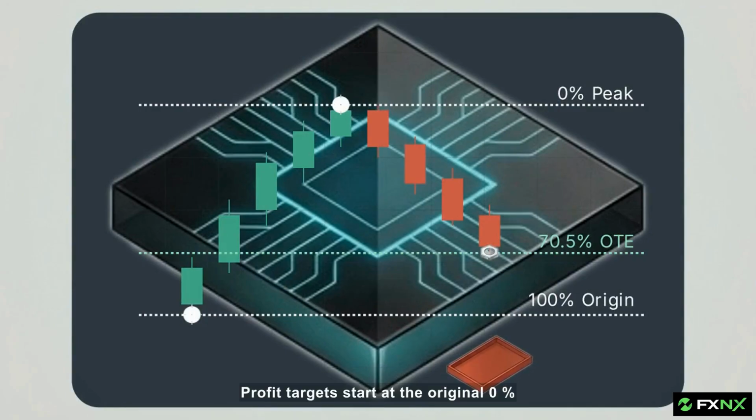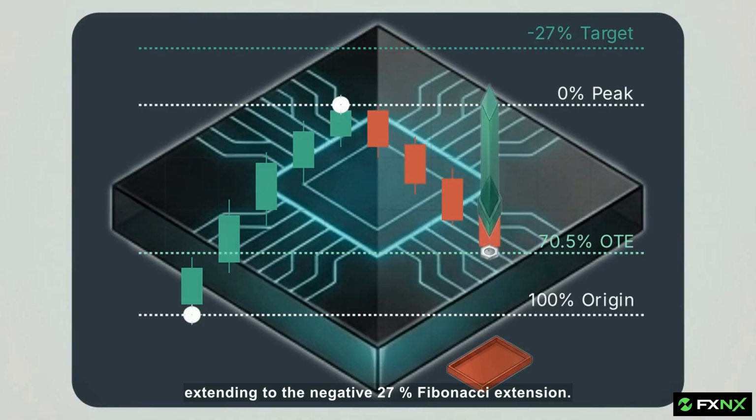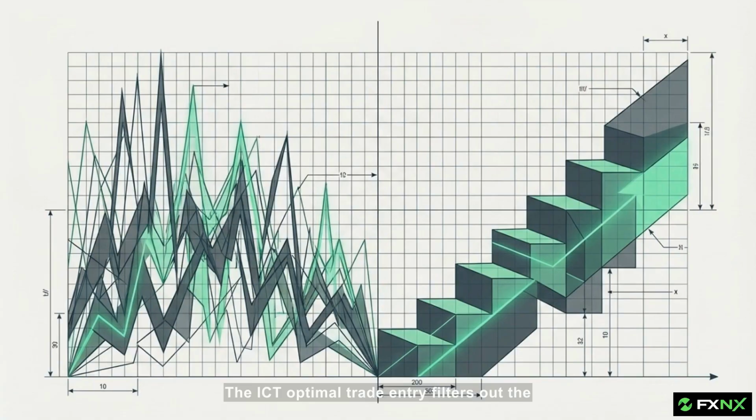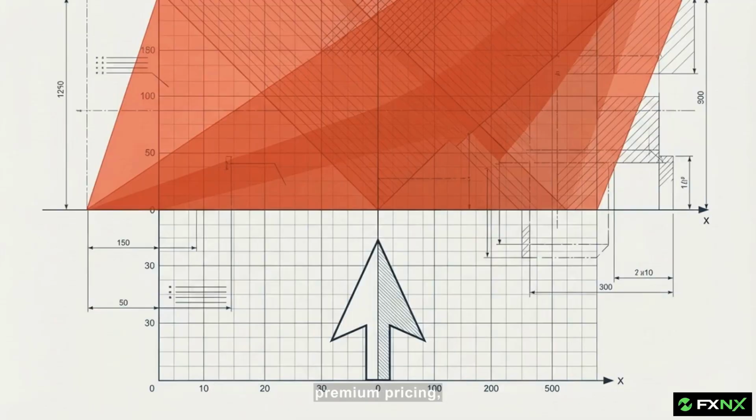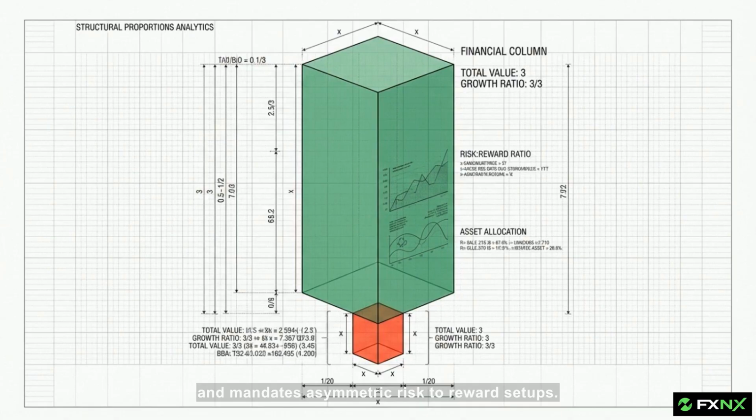Profit targets start at the original 0% high, extending to the negative 27% Fibonacci extension. The ICT Optimal Trade Entry filters out the noise. It forces extreme patience, keeps you out of premium pricing, and mandates asymmetric risk-to-reward setups.